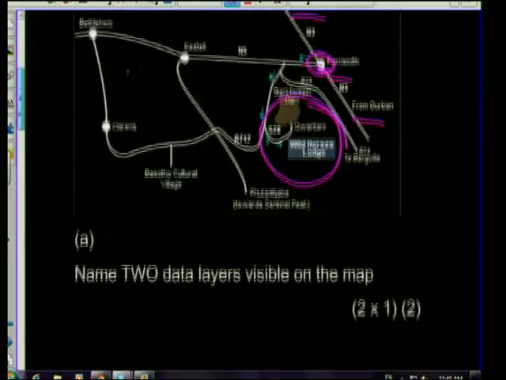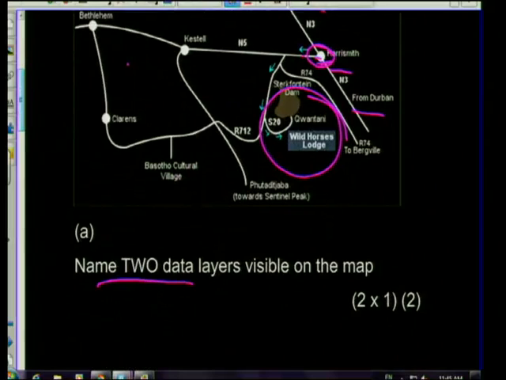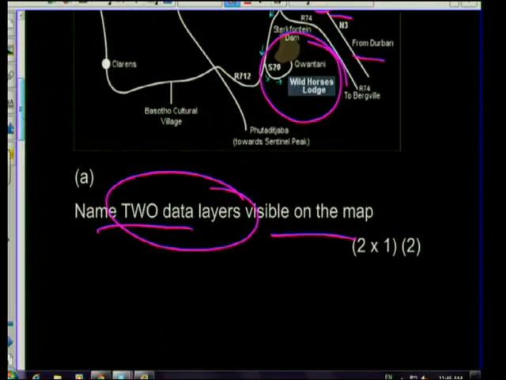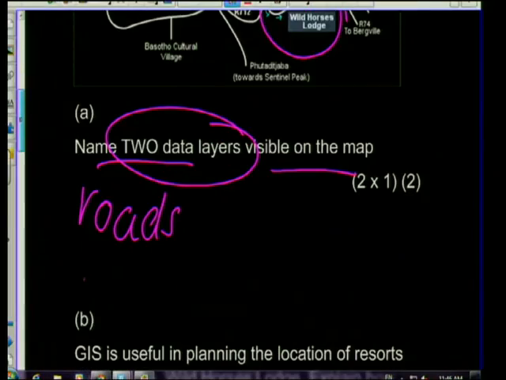So let's look at the type of questions. Name 2 data layers visible on the map. And there are many. There's line objects. There's as well a Sterkfontein Dam, which is an area object. The Wild Horses Lodge, which is also an area object, as well as the different points and nodes. So I'm going to call these, the 2 data layers are roads, as well as dams, which is a Sterkfontein Dam.